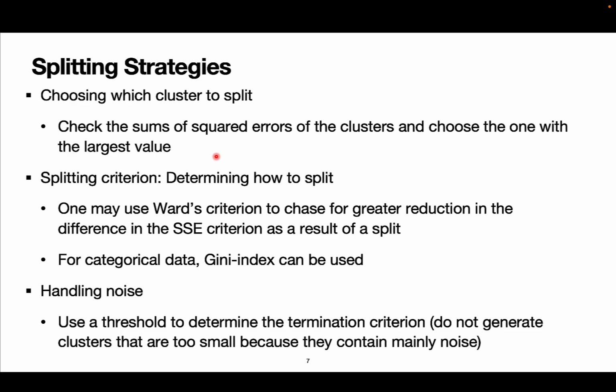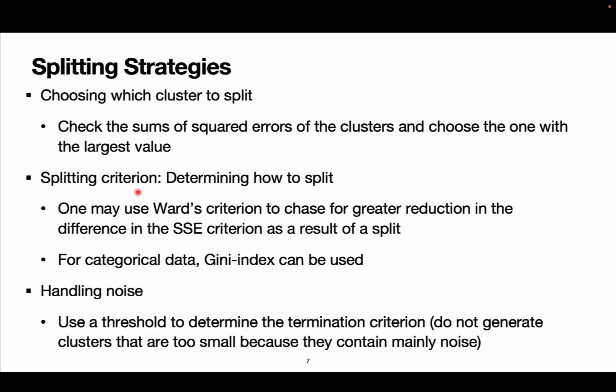Once multiple clusters have been formed, the method needs to determine which cluster should be divided next. A common strategy is to compute the sum of squared error for each cluster. Then the cluster with the largest sum of squared errors is chosen to split, since it exhibits the highest internal variability and is the least cohesive.